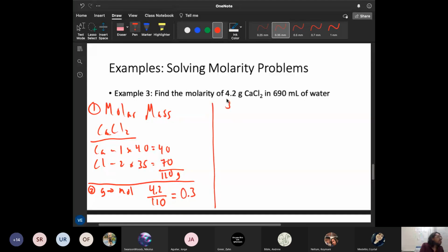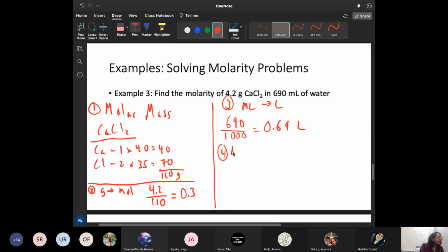Step 3 is easy. Go from milliliters to liters. So we do 690 divided by 1,000. That will give you 0.69 liters.